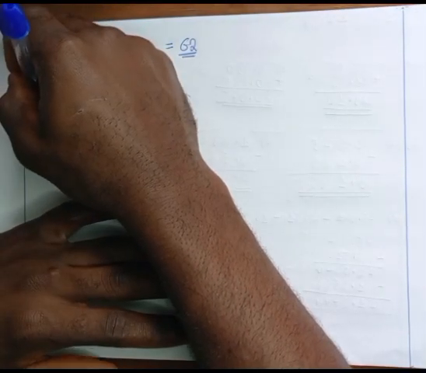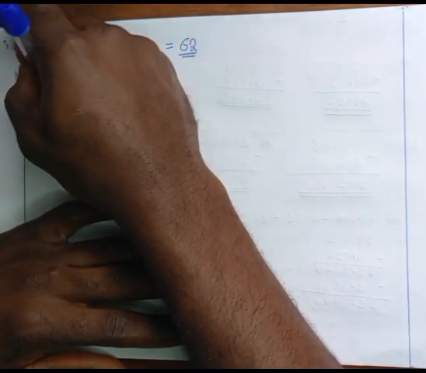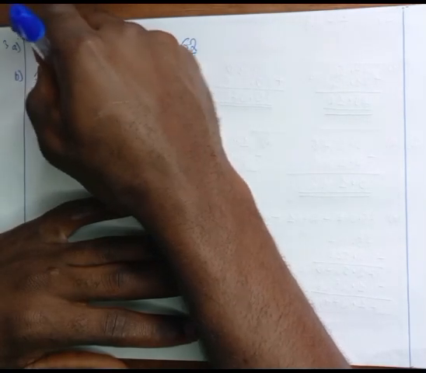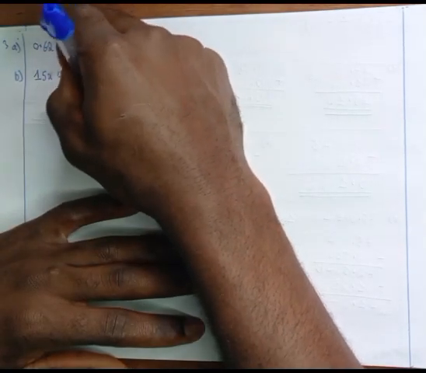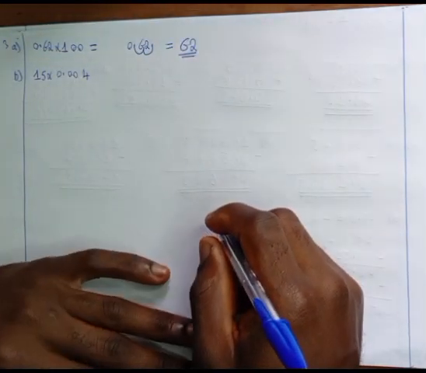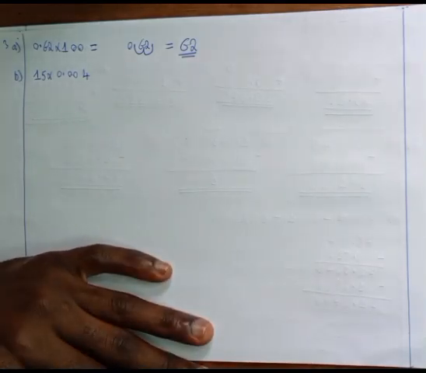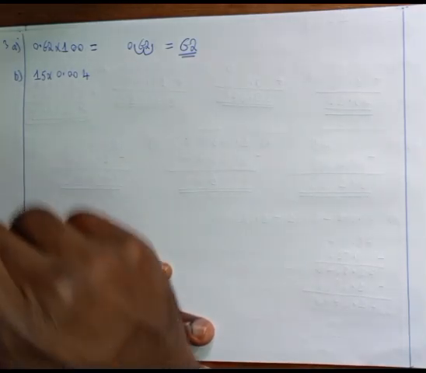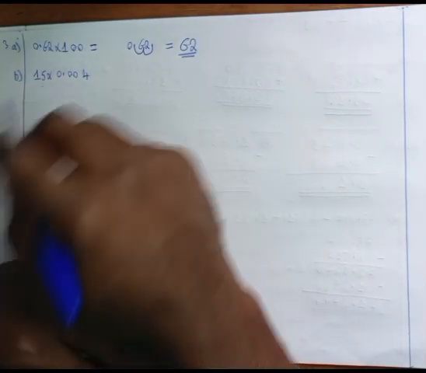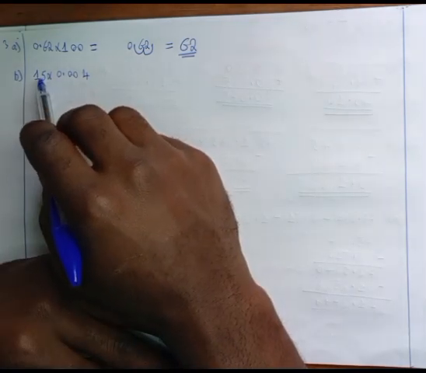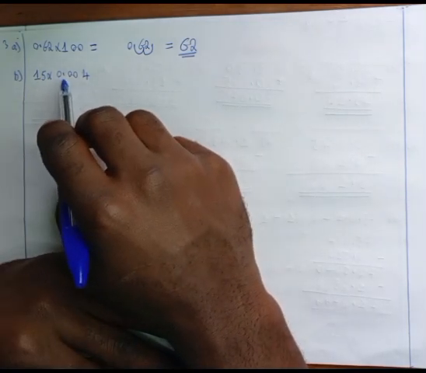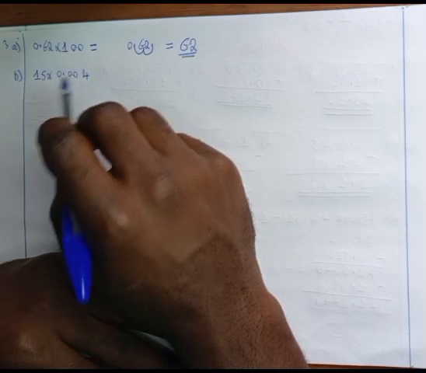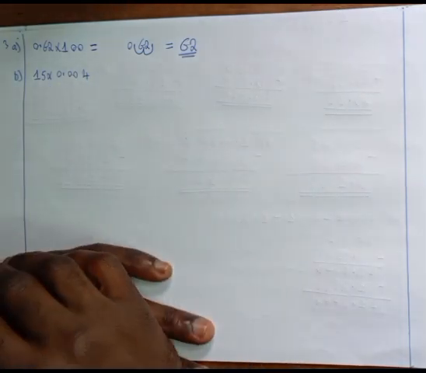We go now to B. For B, we have 15 times 0.004. For us to answer this question, the first thing we are going to start by counting the total number of decimal places in the two numbers we have to multiply. 15 has 0 decimal places. 0.004 has 1, 2, 3. So in total we have 3 decimal places.